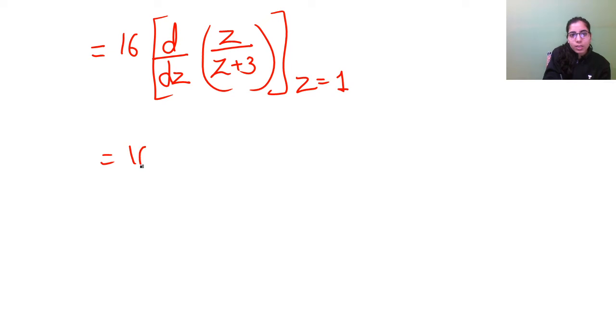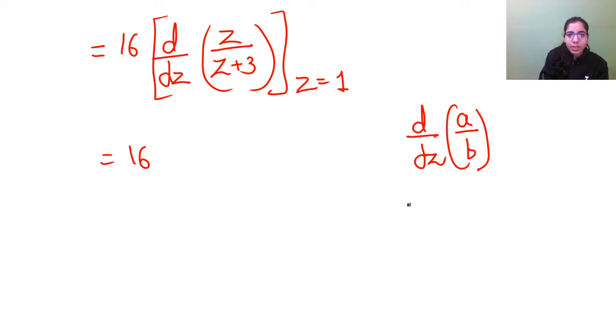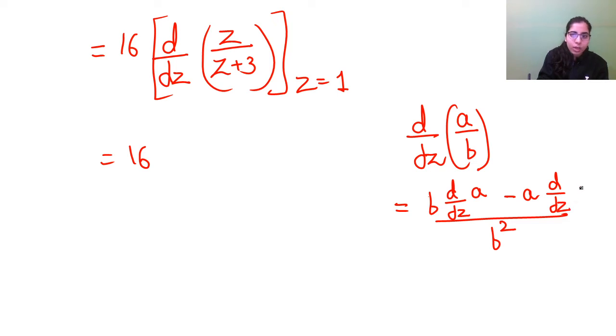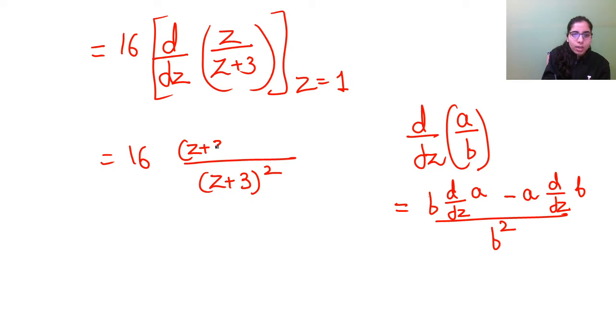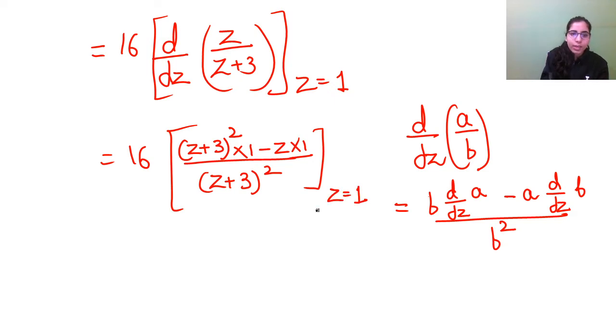Now guys, what will happen? 16. When I use the formula for this kind of function, where numerator and denominator are not constant, what is the formula? Denominator square, then denominator as it is, differentiation of numerator, minus numerator as it is, differentiation of denominator. Clear? So this is the formula for differentiation. Let's use it here. It will become (z plus 3) whole square, then keep the denominator as it is and differentiate the numerator, you will get 1. Clear? Minus numerator as it is, denominator differentiation will give you just 1. Clear? So this is what you are getting, and then put z is equal to 1 at the end.